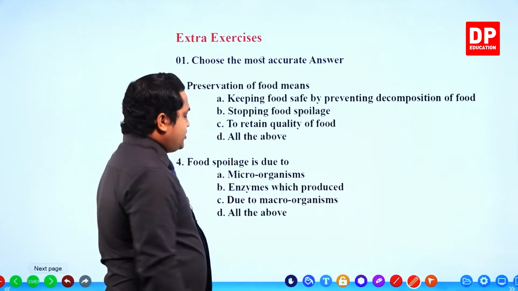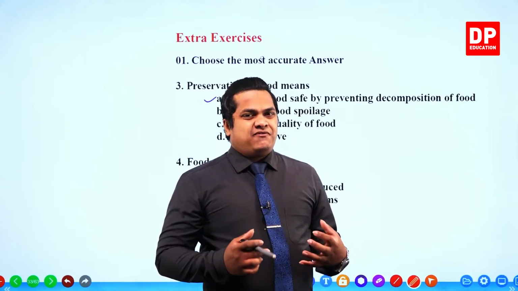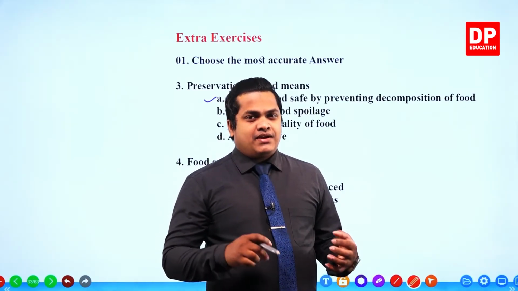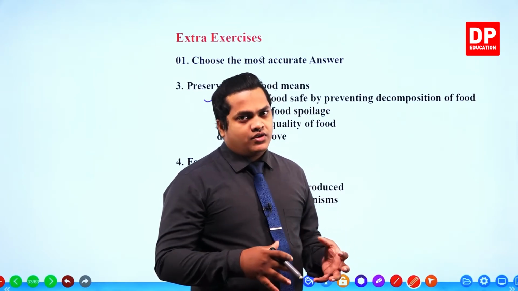Head on to see the next question then. Preservation of food means keeping food safe by preventing decomposition of food. That's correct, right? We keep food for a longer time period and we avoid the decomposition. Decomposition means actually the spoilage, right? So we keep food for a longer time period by reducing the decomposition or by reducing the spoilage of food. So that's correct.